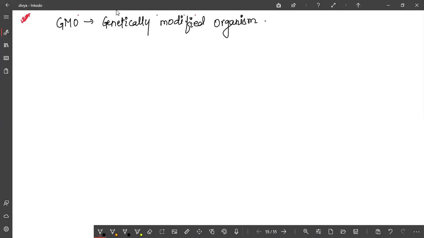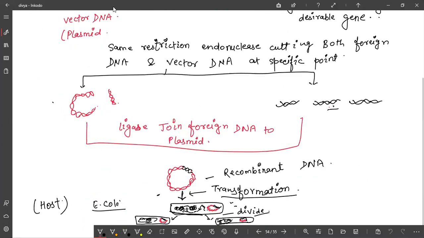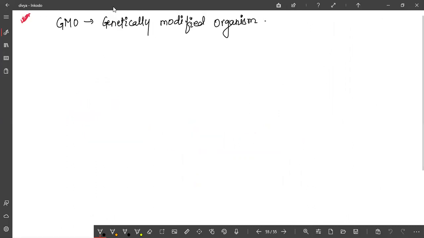Suppose here you have just changed the genotype of this bacteria. So what will this bacteria be called? GMO. GMO means genetically modified organism. This genetically modified organism is also known as transgenic animals. These are the words that we use for GMO, or genetically modified organism.